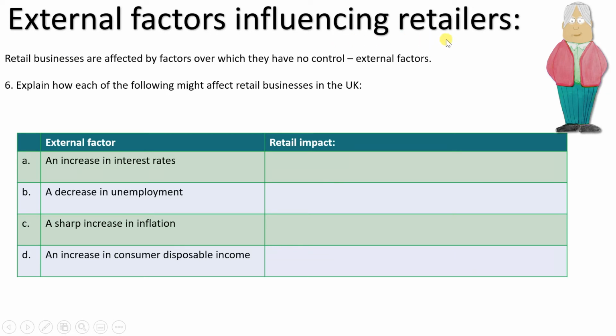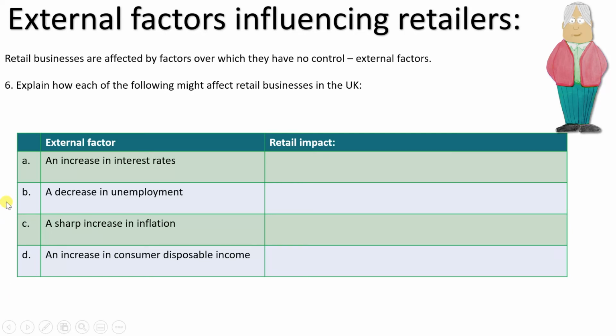External factors influencing retailers. Retail businesses are affected by factors over which they have no control. These are external factors. Number 6. Explain how each of the following might affect retail businesses in the UK. Question A. An increase in interest rates. Now that's where we might have to go back over to lesson 11 and look at what happens to interest rates. If there's a rise in interest rates, what's going to happen to the cost of borrowing? The cost of borrowing for the business and the cost of borrowing for consumers.